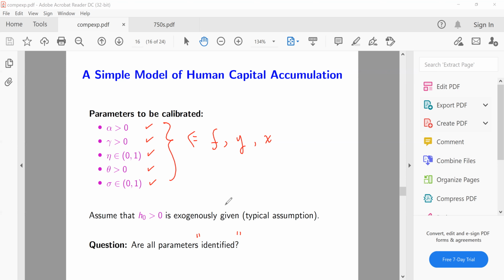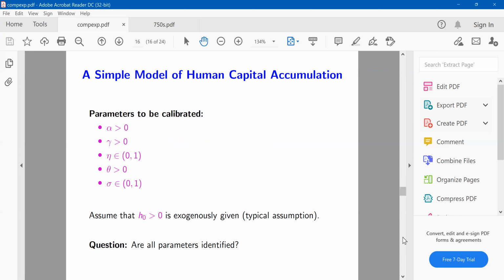And sometimes you have 5 parameters, but you are using like 13 data moments, then obviously your parameters are not exactly identified, and you run some further tests on over identification restrictions. But in this simple model, as I will show, we can actually identify some parameters.